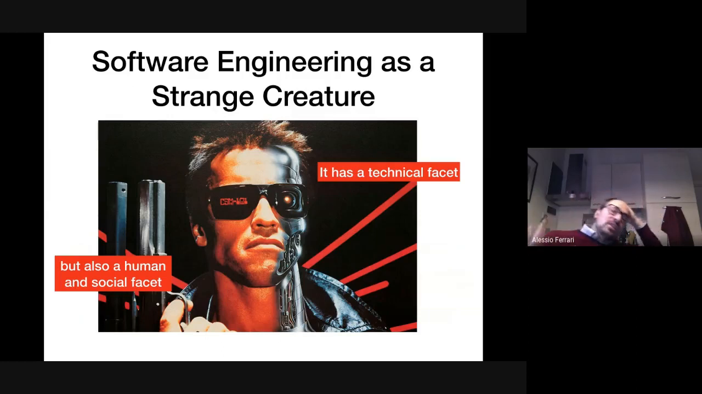consider this image. Software engineering is a strange creature, because as I was speaking to you, I was speaking mostly about stakeholders. I didn't mention software so often. Why? Because software engineering as a discipline has a very strong technical facet, because it involves developers, testers, people who know about software development, and software is a very technical thing. But on the other hand, it also has a human and social facet, a human and social profile. Why? Because you have different stakeholders coming from different domains, but you also have a lot of people involved in the organization and in the development of software.